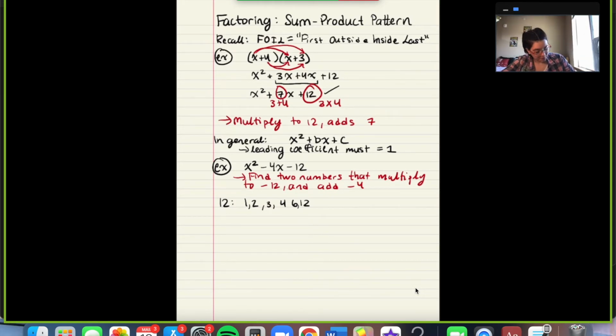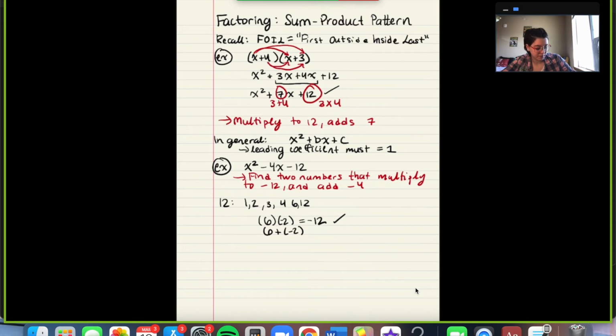Let's try 6 and 2. So let's see. 6 times 2 is 12. But we want it to be negative. So let's make one of these negative. Let's try 2. So we have negative 2 times 6. We have negative 12. So that's good. But 6 plus negative 2, well, it's the same as 6 minus 2, which is positive 4, which isn't good because we want negative 4.